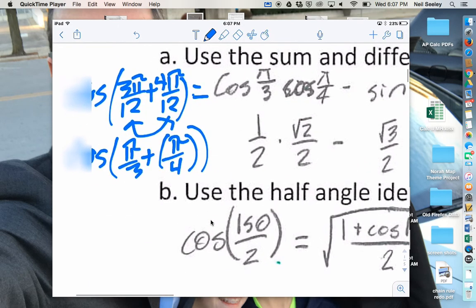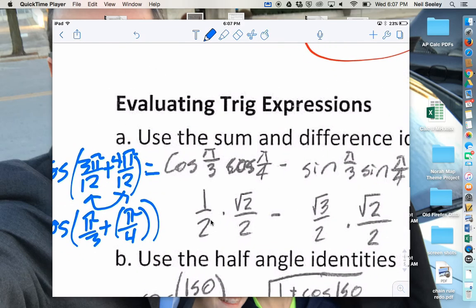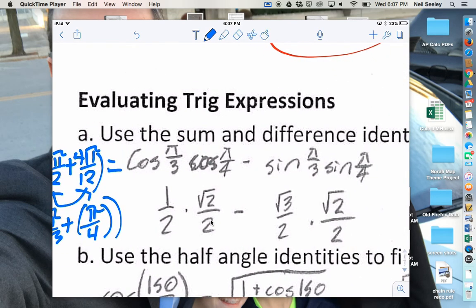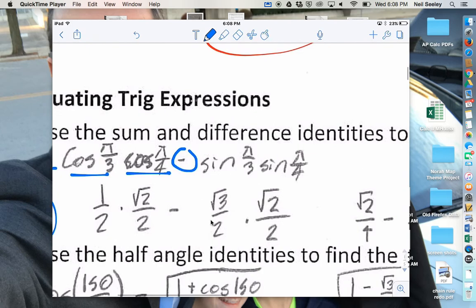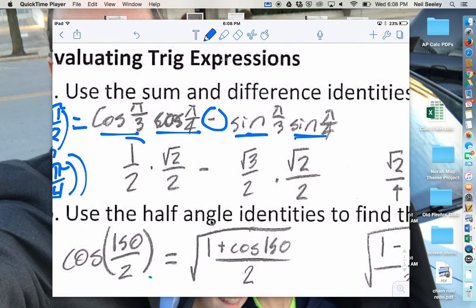and it ended up being pi over 3 plus pi over 4. So the identity, you can look up on your identity sheet, says that if you're adding two things within a cosine function, you can take the cosine of the first, cosine of the second, and then use the opposite sign. This is the opposite of the plus that we have in our problem. And then the sine of pi over 3 and the sine of pi over 4.